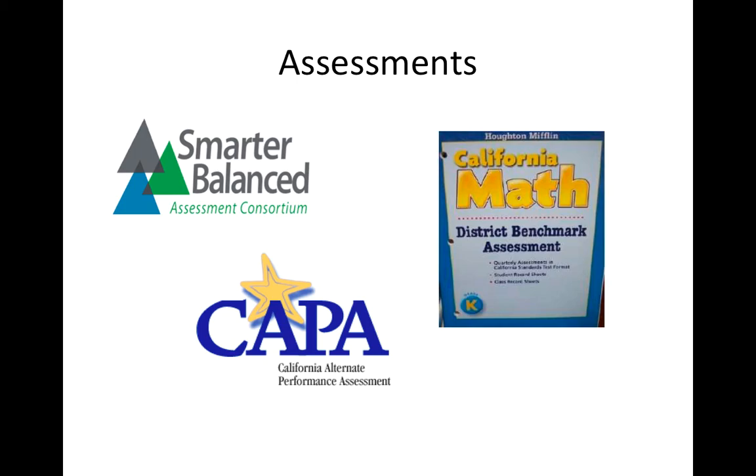And then for all students that can't meet Common Core standards, there is the CAA assessment, which used to be called the CAPA. Now it's the California Alternative Assessment, and that is for students that are using Common Core connector standards, which are a bit different than Common Core. And that should only be 1% of the student population that is taking the CAA assessment.